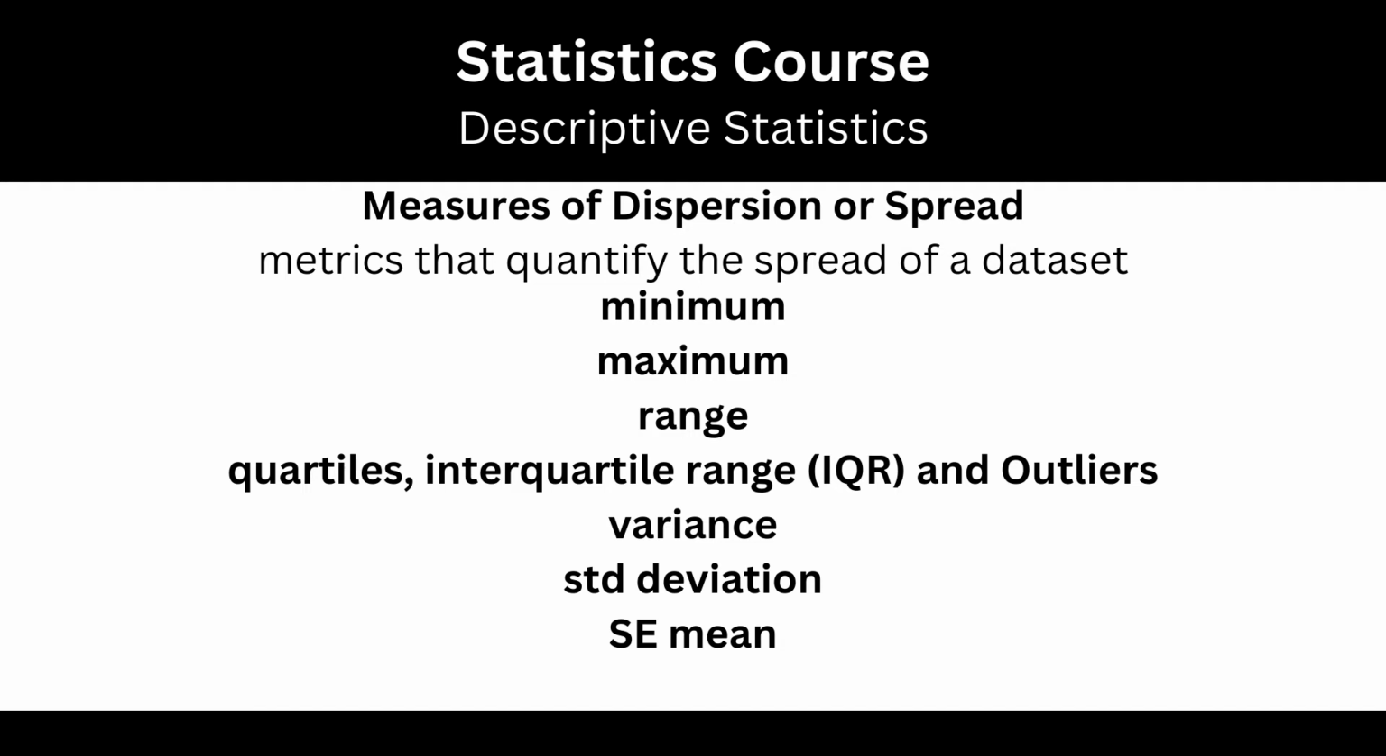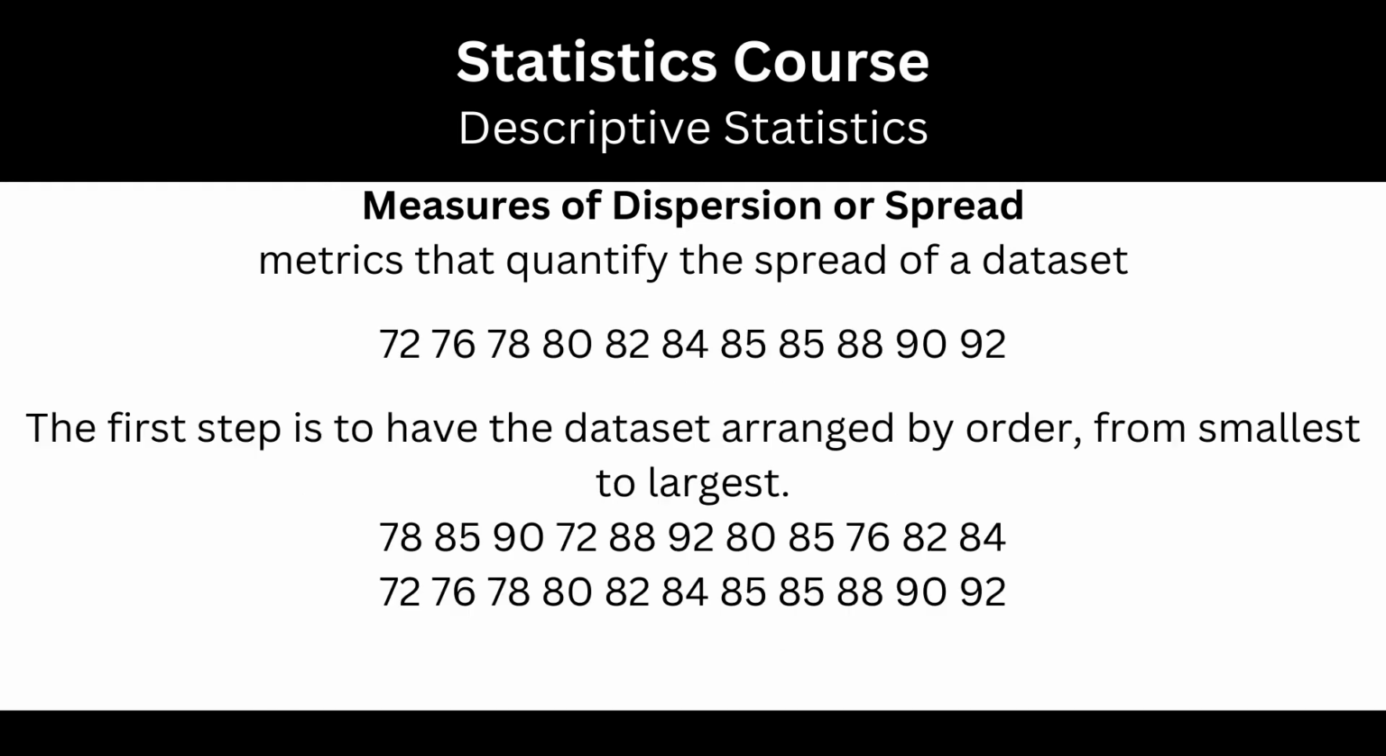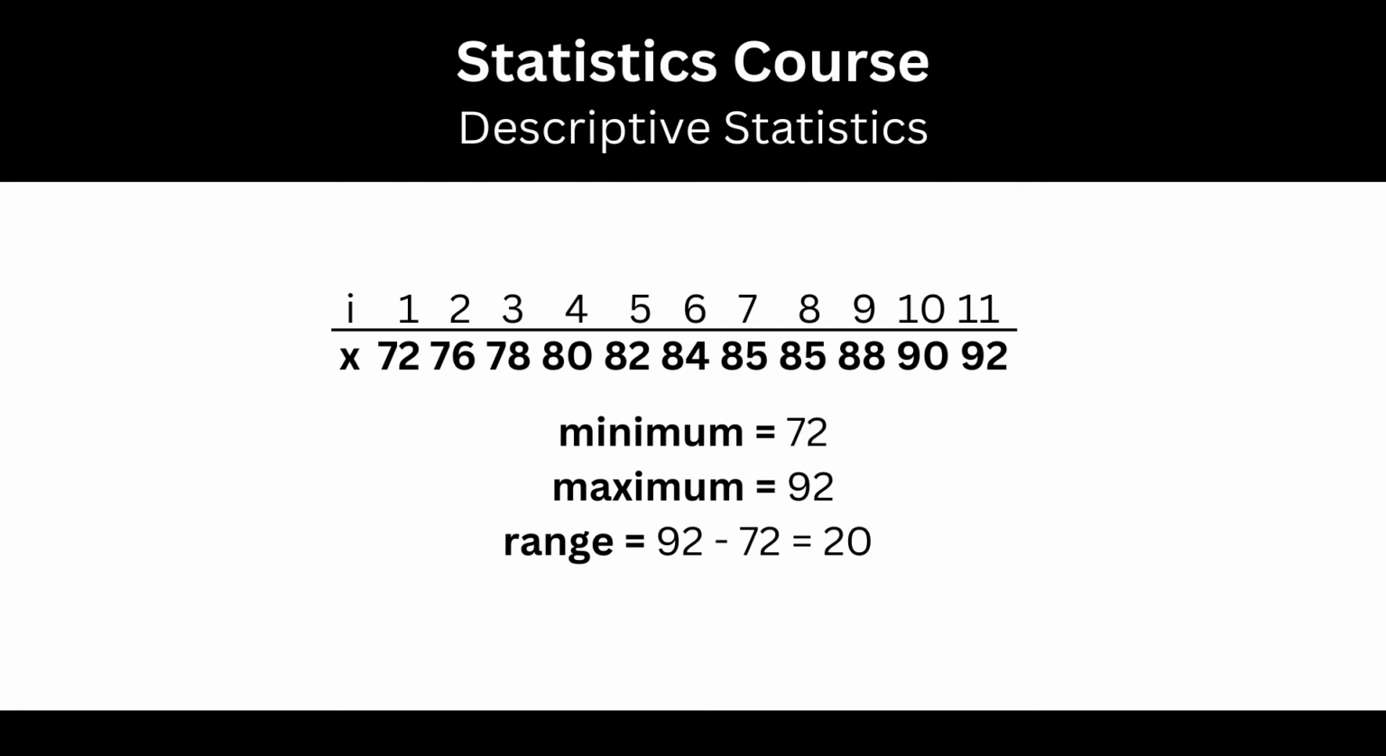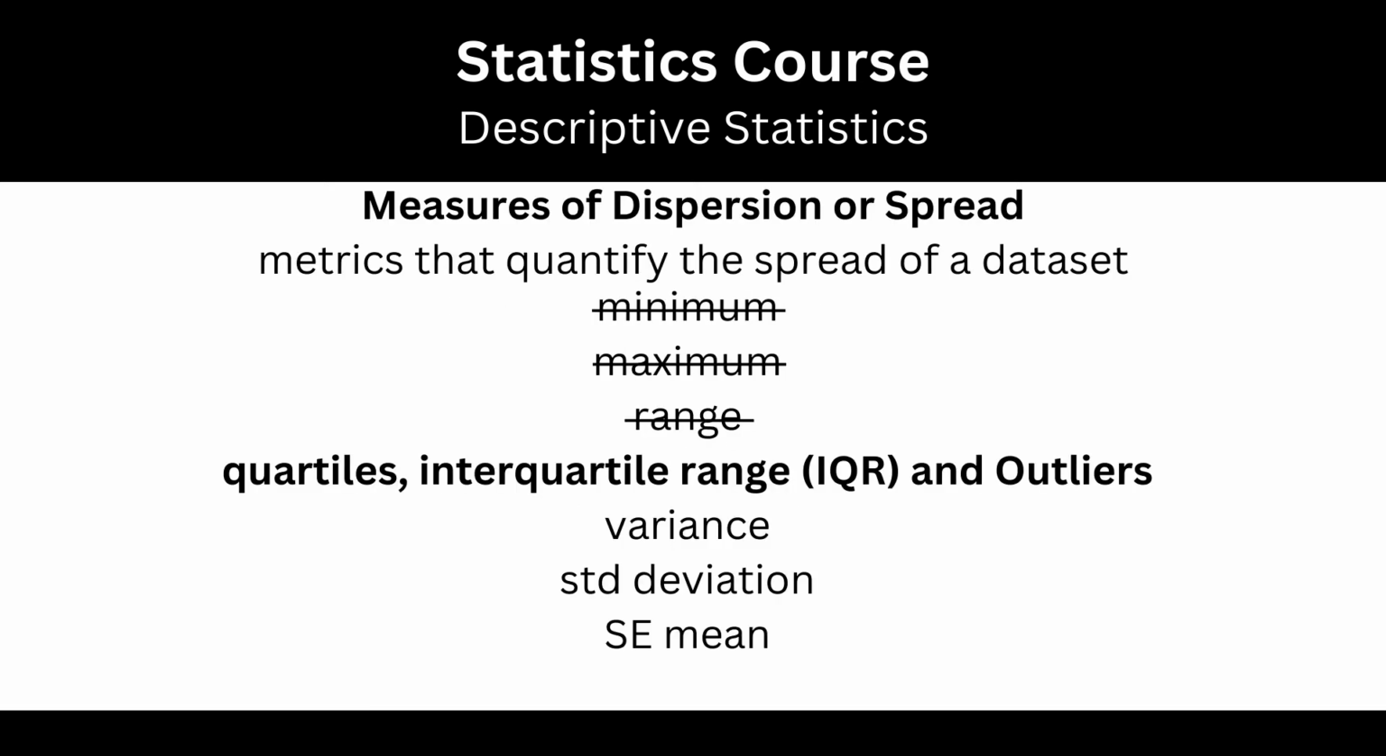We will go through each one with examples with our data set. The first step is to have the data set arranged by order. I already told you this, but this is important because sometimes in exams they will show you the data, but it's unordered. So that's the first step. So remember, from the smallest to the largest number. Same as before, we need our index. So our minimum statistics is 72, our maximum statistics is 92. Our range statistics is the difference between both, so 20. Okay, so now we are done with the minimum, maximum, and range.